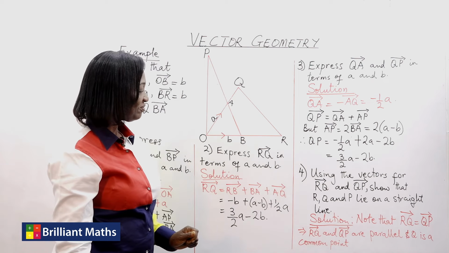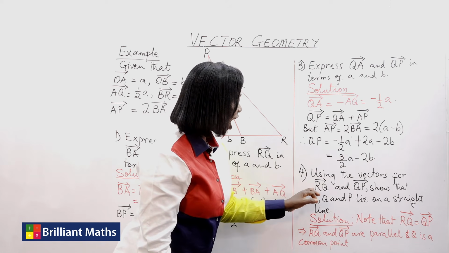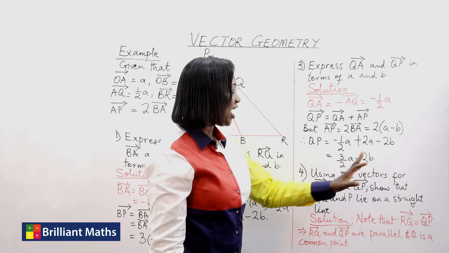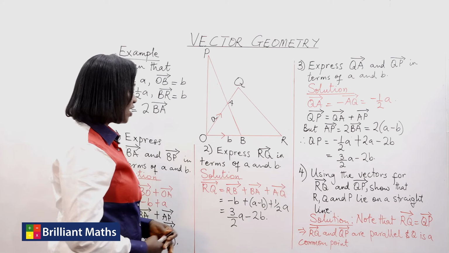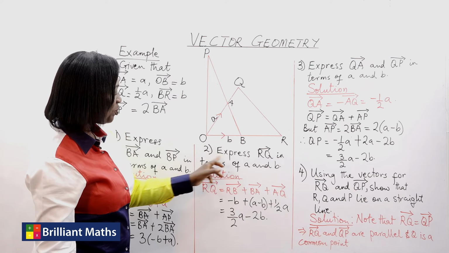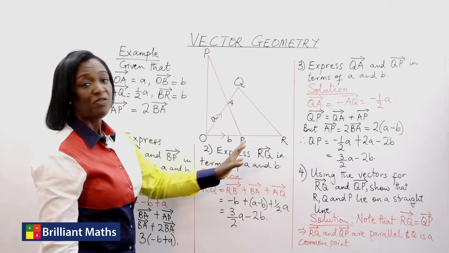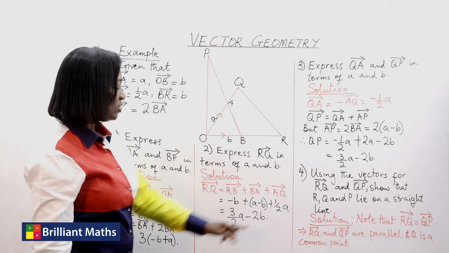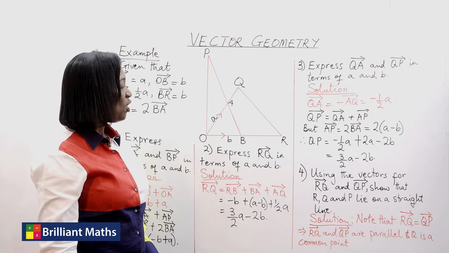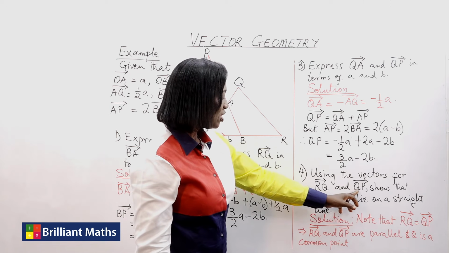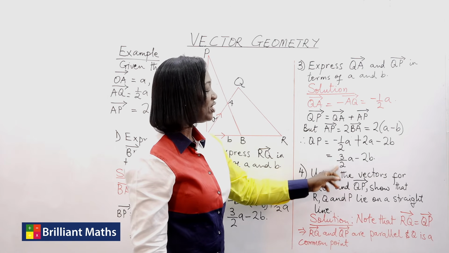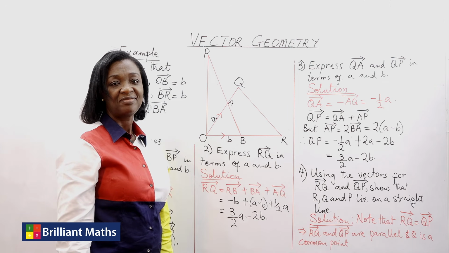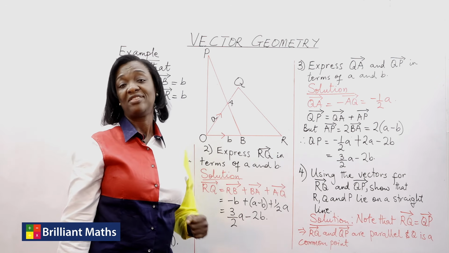The last question. Using the vectors for RQ and QP, show that R, Q and P lie on a straight line. That is very easy. In the second question, we were told to express RQ in terms of a and b. So we found our RQ to be 3/2 a minus 2b. So we have that already. And then we also found QP to be equal to 3/2 a minus 2b. So the two vectors are equal.